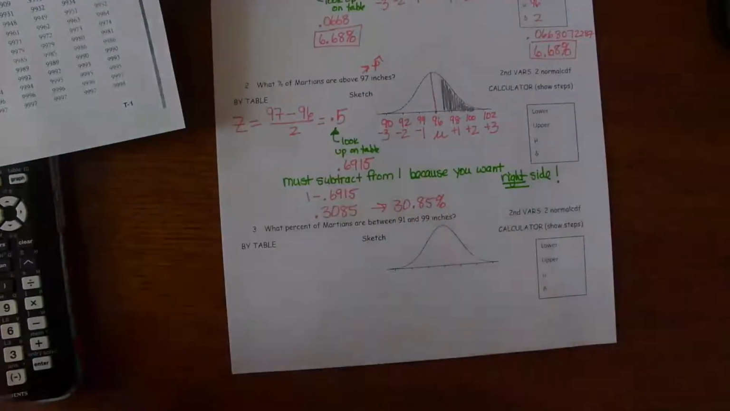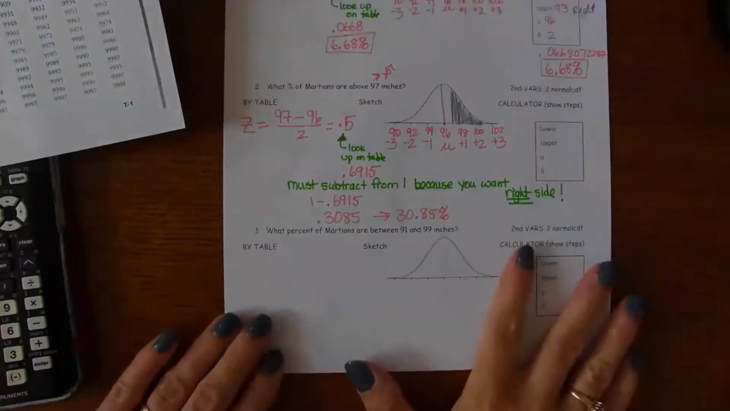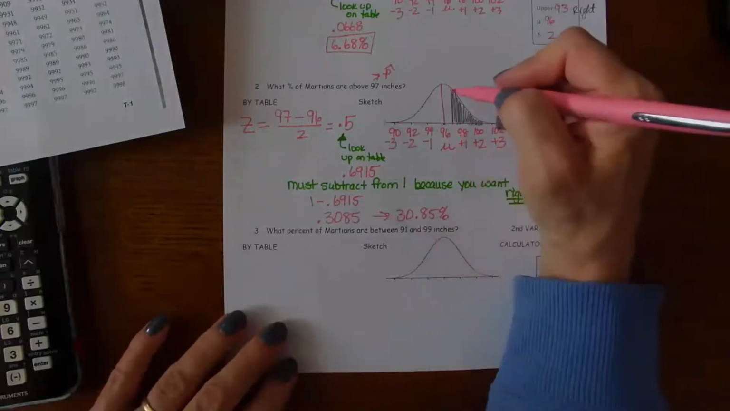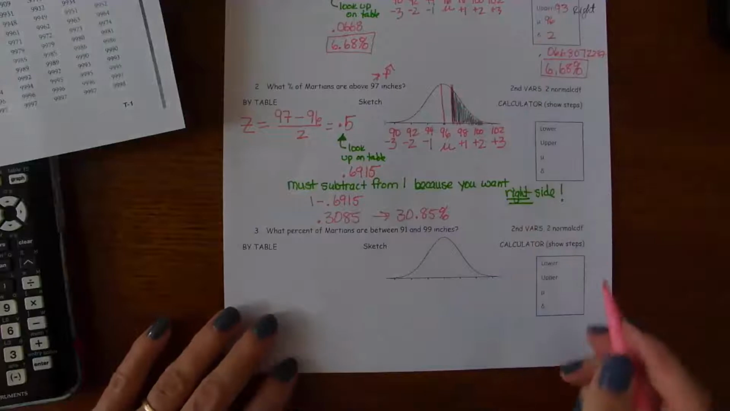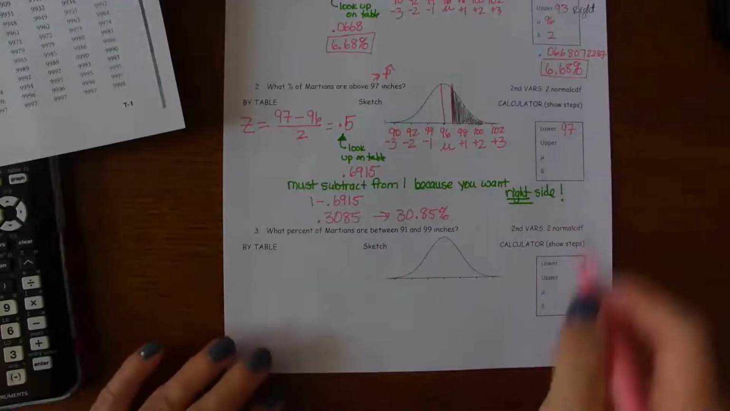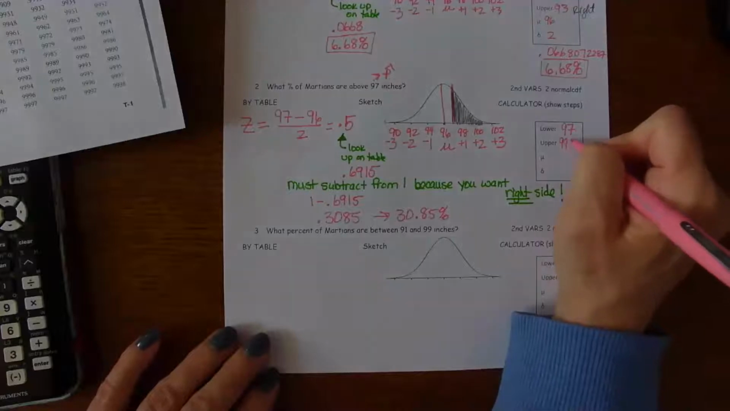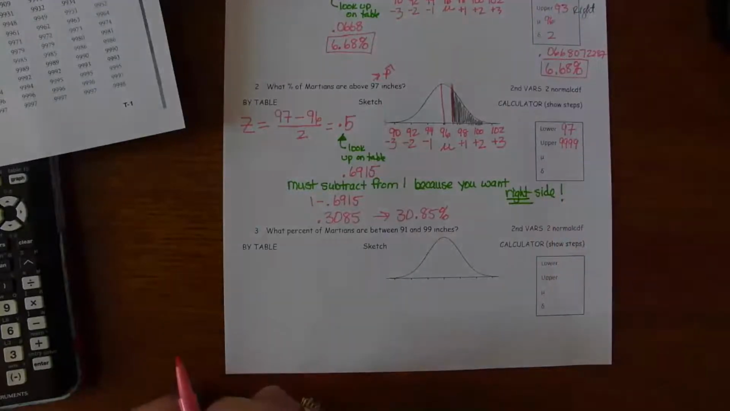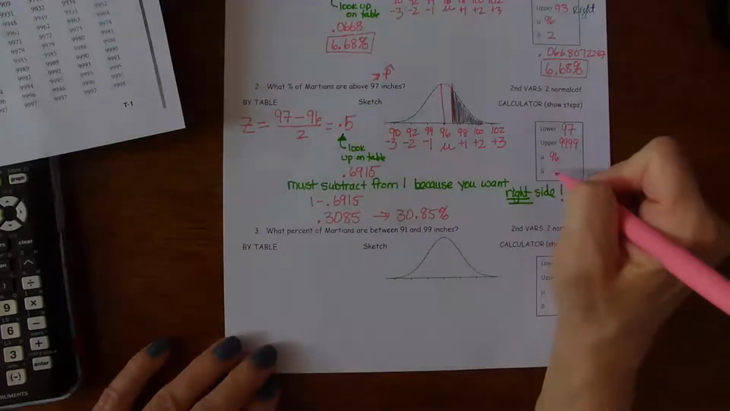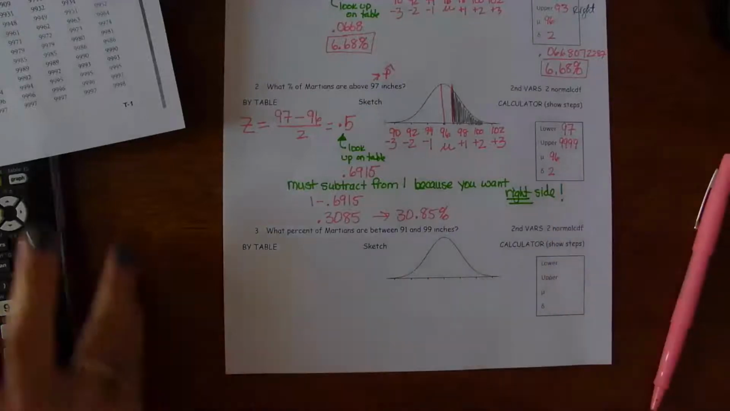Okay. Does that make sense what we did? Now let me ask you, what are we going to put in the calculator? What's our lower number? That's going to be the left. What's the left side this time? What's the right side? Yeah, 9999, because it's like 99.999% of the population. Mu is still 96, and sigma is 2.